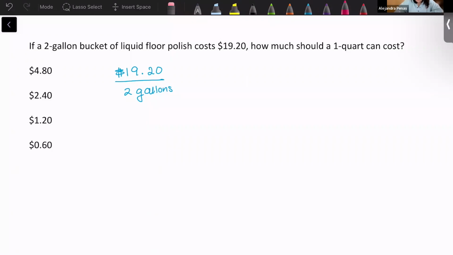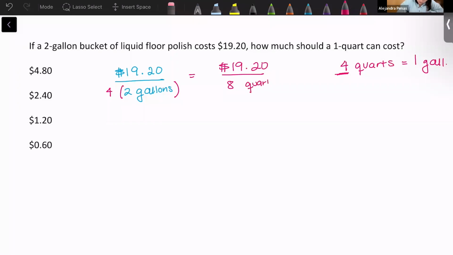So 4 quarts is equal to 1 gallon, right? So if I needed to change from the 2 gallons to quarts, I would just have to multiply this by the 4. And that would mean that it's going to cost $19.20 to get 8 quarts. Does everyone follow okay up to there?